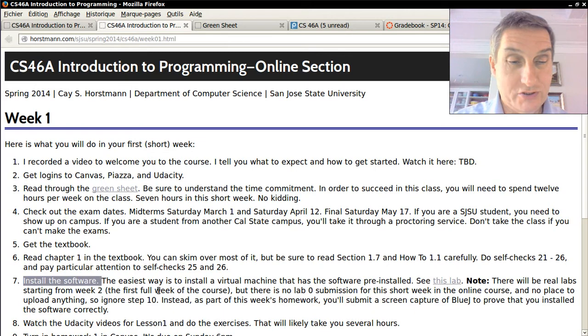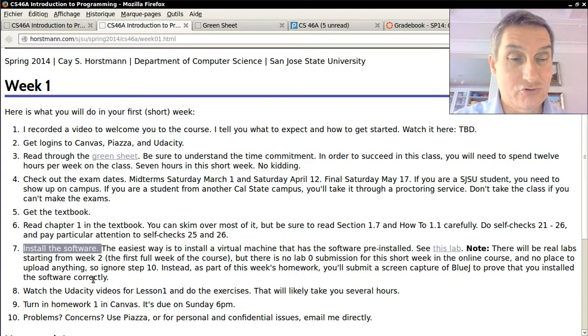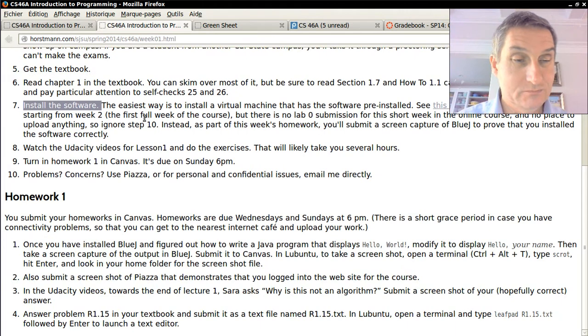Now, watch the Udacity videos, and that's naturally somewhat time consuming because the videos take time. And then turn in homework 1. What's homework 1? It says so right below here. Homework 1 is fairly simple. It just checks that you have in fact installed the software successfully, that you have logged into Piazza, that you have watched one of those videos, and that you have the textbook and you've done the basic reading.